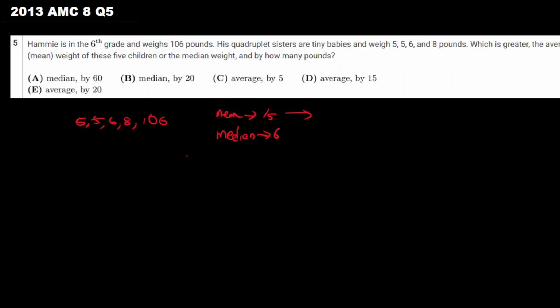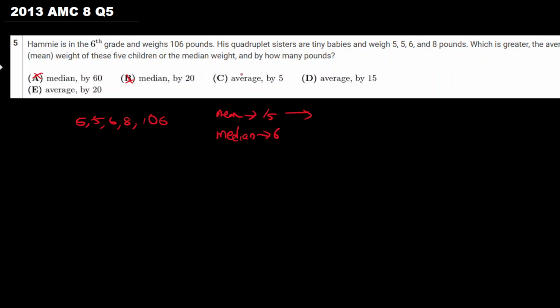So now let's just find the mean. We need to compare the average of these to the median weight, and by how many pounds. We know that the average is going to be higher, right? Because you have this huge number here that's going to weigh it up. So the median is not going to be the higher one, so you're going to have the average.